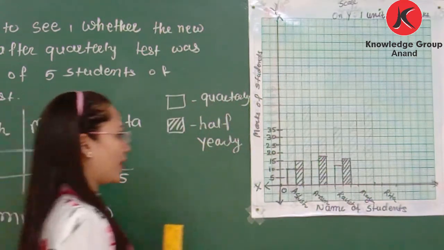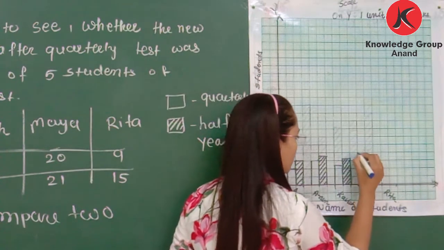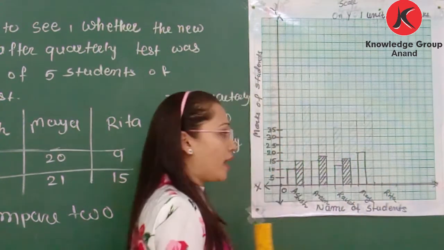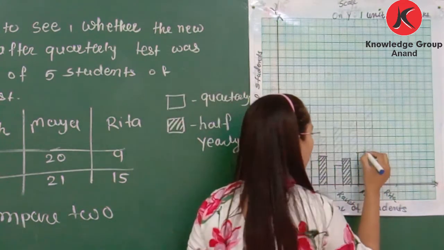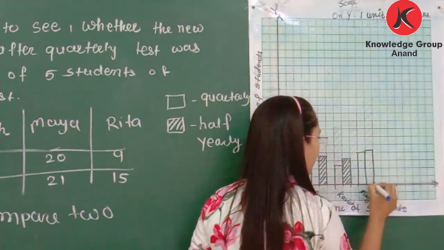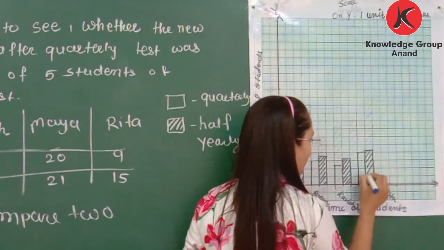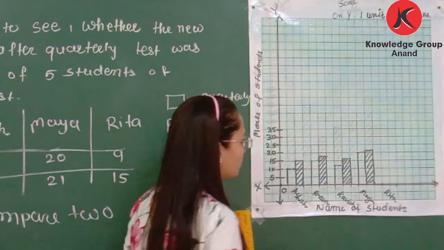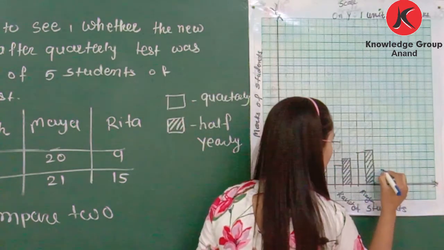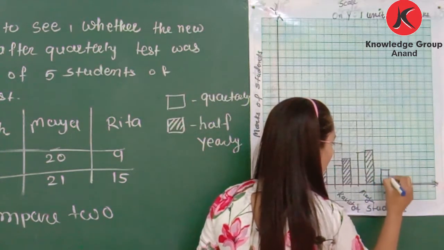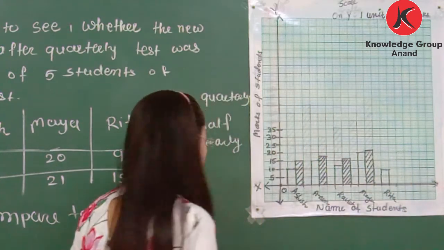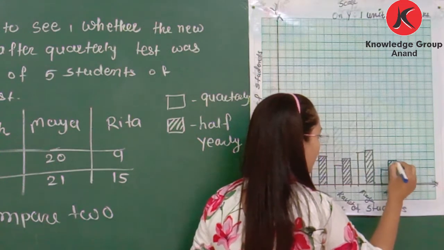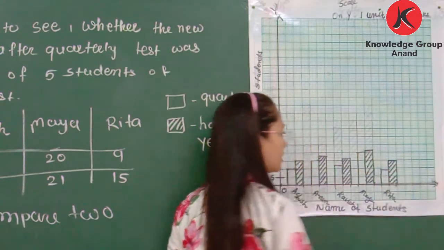Now Maya scored 20 marks. So we will draw it, you need to draw it with the scale only, and 21 marks in the half yearly test. Now for Rita, she scored 9 marks. So after 5 count 4 lines, and 15 marks in half yearly. So the 15 bar will be like this, and it is half yearly, so we will draw it with lines.